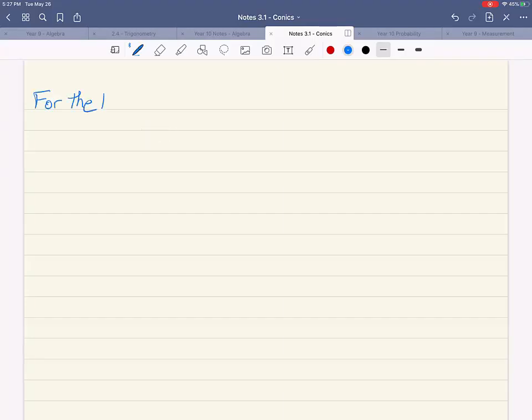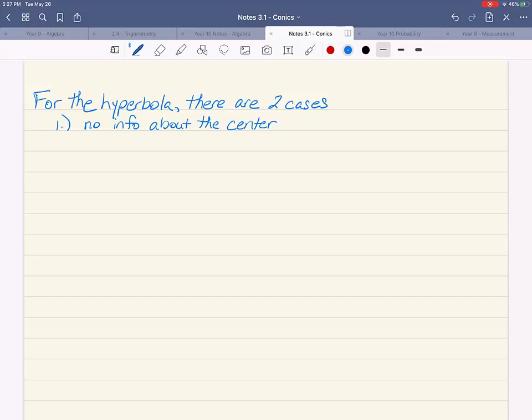So for the hyperbola, there are 2 cases. The assessment has been seen in 2 different ways. The first way is the way it is already. There is no information about the center at all. And what they assume from this is that you can just base a and b on whatever you want it to be. So when they give you no information about the center, the easiest way to do it is let a equal 1 and work accordingly. Otherwise, you could set a to be whatever you want, and then you would solve for b. But if a is 1, it makes the math easier.